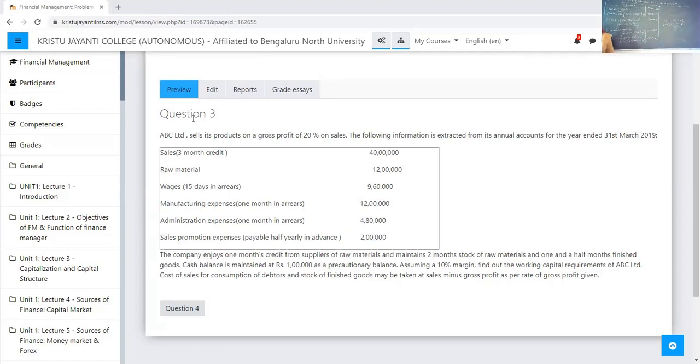Apart from this, any other assets do we have? They have told that cash balance is to be maintained at rupees 1 lakh as a precautionary balance. So the fifth asset is cash, which is rupees 1 lakh. By this, we have totaled all the current assets. So how much of current assets do we have? 10, 14, 15, 16 lakhs.